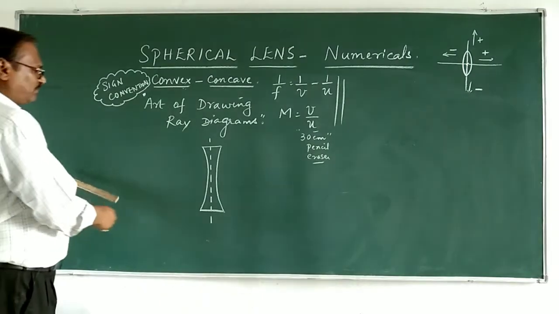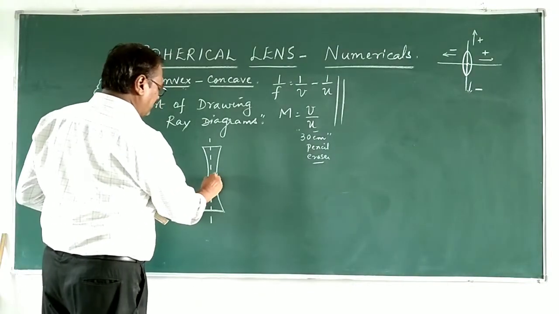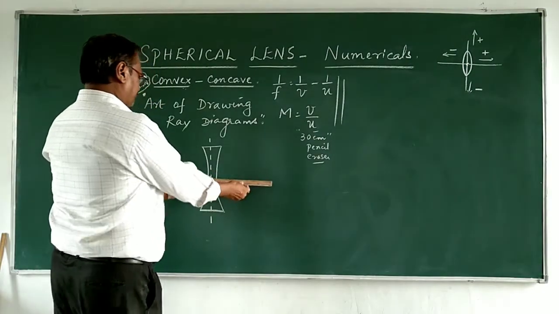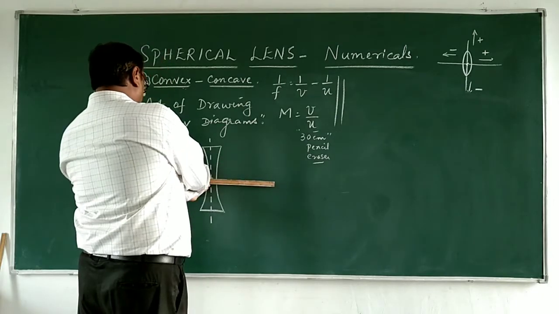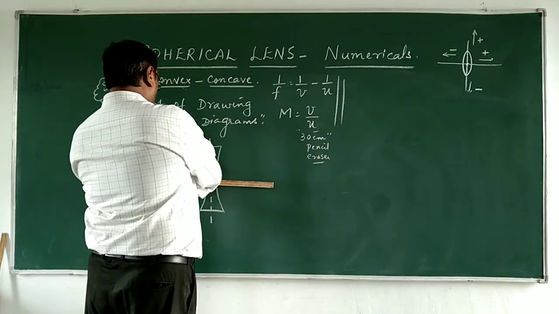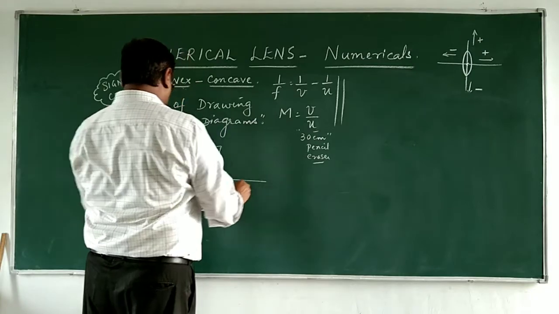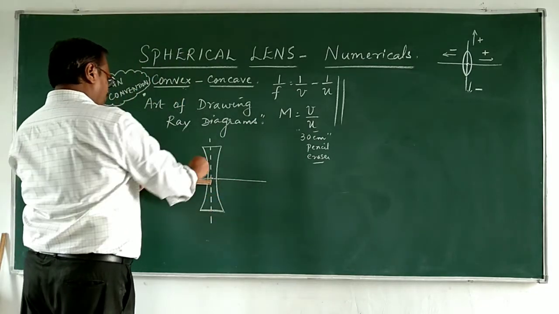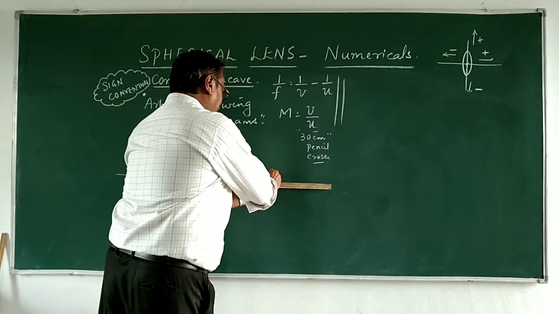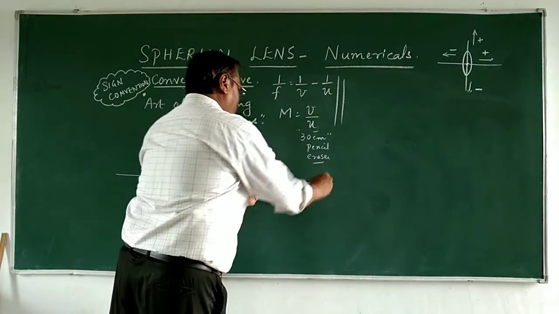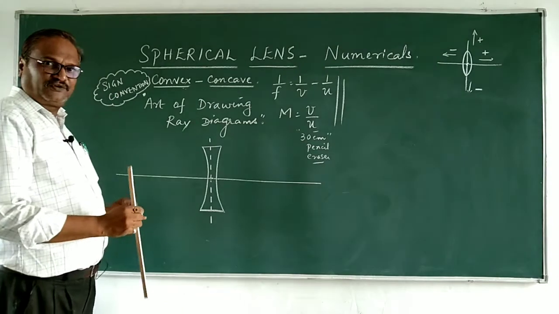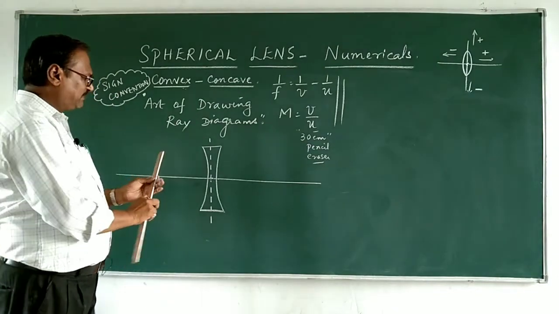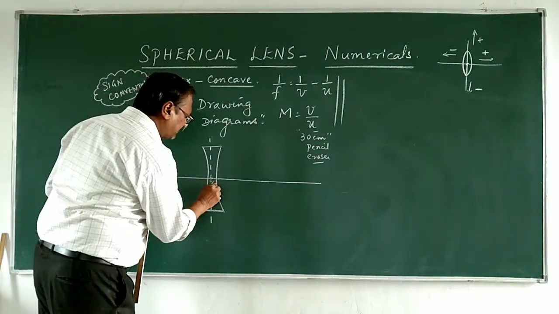Yes? Now, let us fix the optical center. Your answer sheet or your notebook is small, but my green board is too big. So naturally I need a bigger scale, but I am not using it. Now, you have the scale. So the optical center is marked.